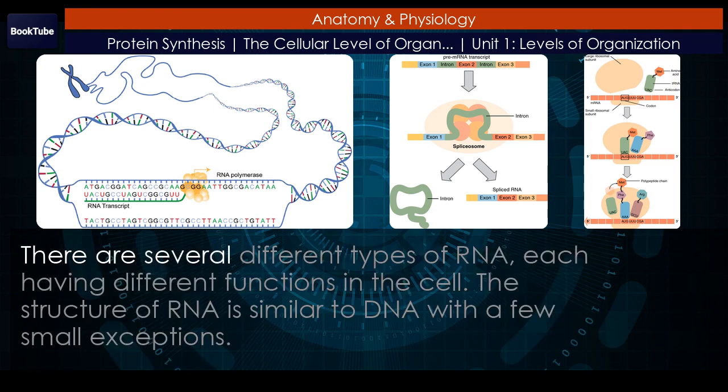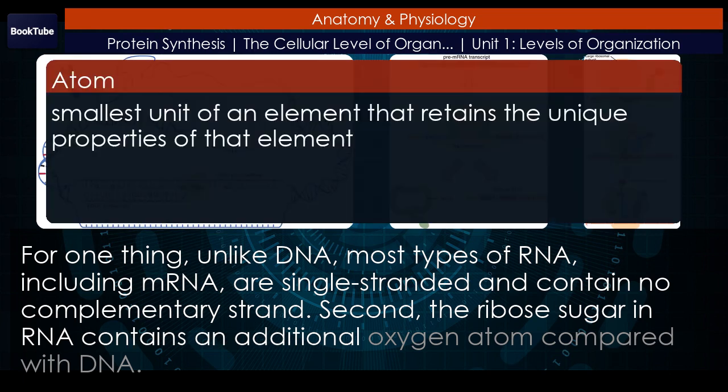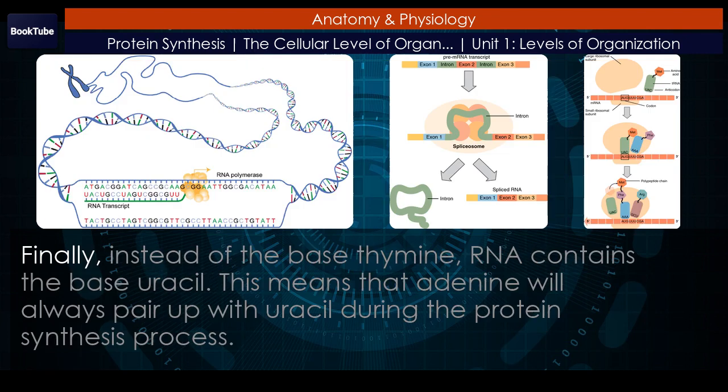There are several different types of RNA, each having different functions in the cell. The structure of RNA is similar to DNA with a few small exceptions. For one thing, unlike DNA, most types of RNA, including mRNA, are single-stranded and contain no complementary strand. Second, the ribose sugar in RNA contains an additional oxygen atom compared with DNA. Finally, instead of the base thymine, RNA contains the base uracil. This means that adenine will always pair up with uracil during the protein synthesis process.